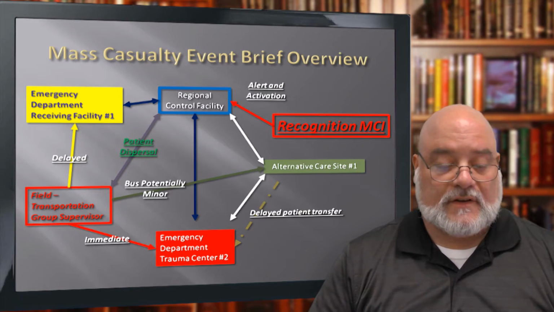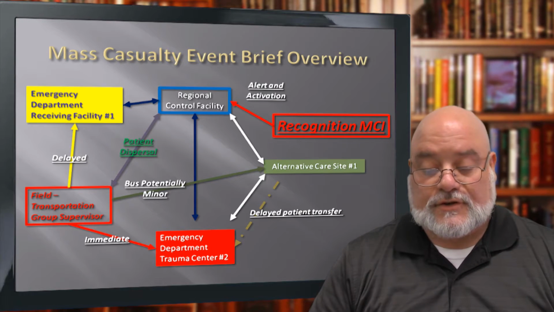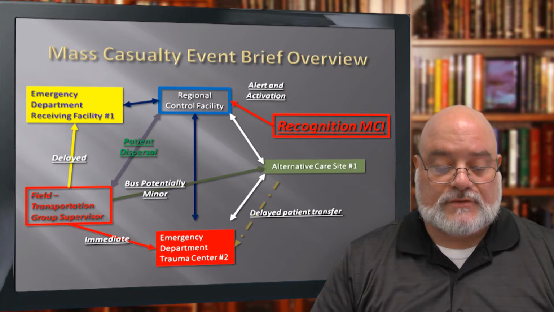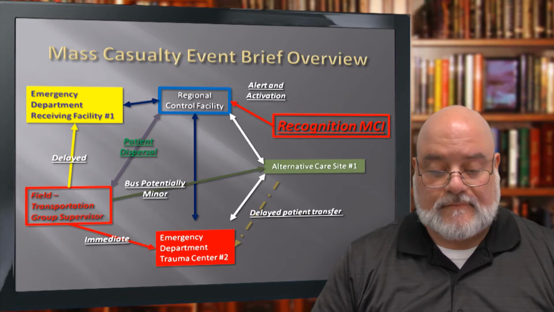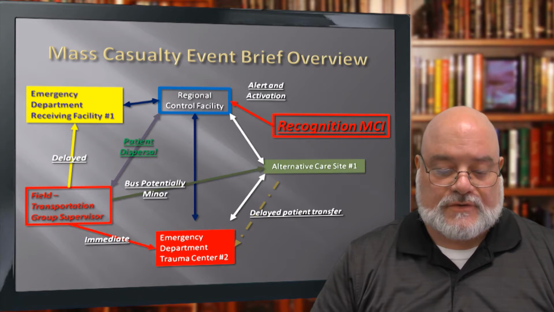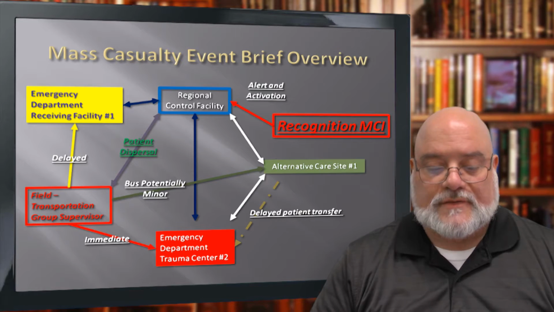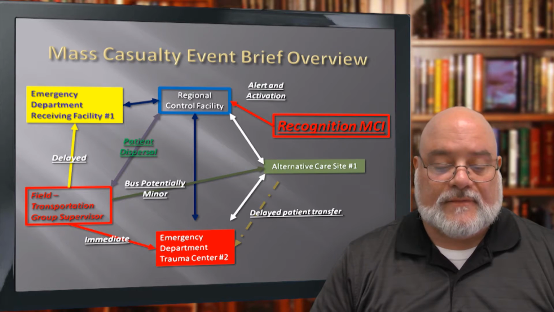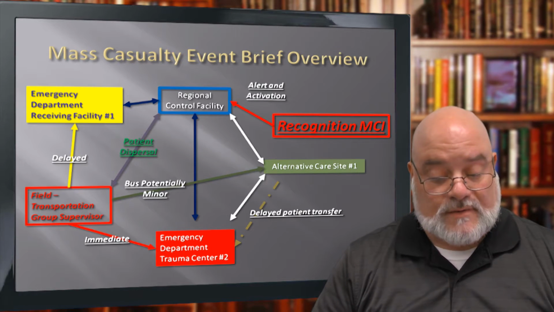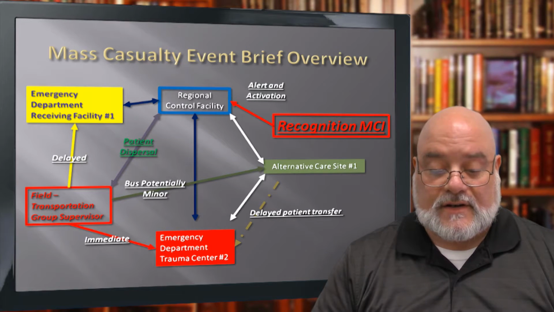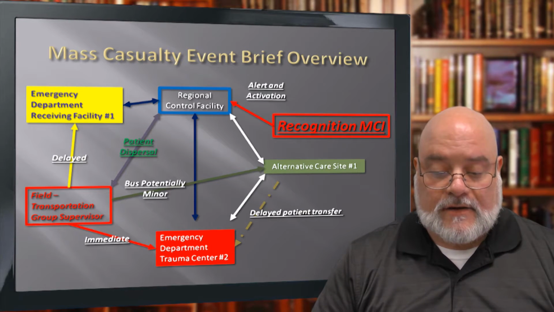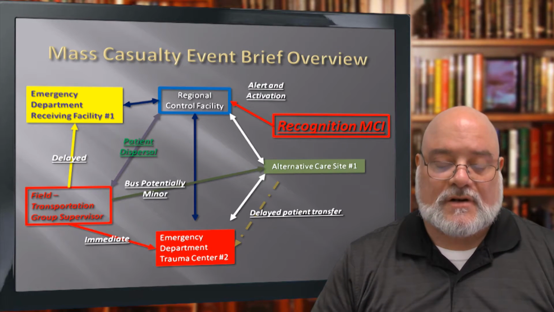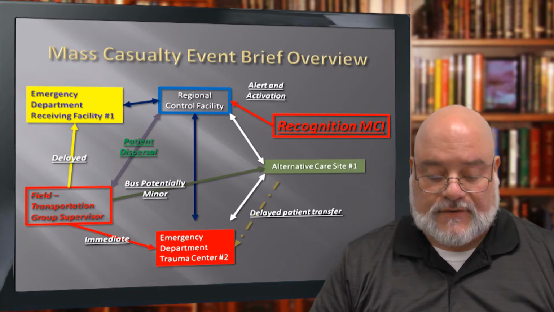Here's another receiving facility. Here's an alternative care site. So there's interaction between the control facility and the field transportation group supervisor. This helps with patient dispersal, because the regional control facility knows what the bed availability is from the other places, such as the first ED, the second ED, which is the trauma center, and the alternative care site. So here you go. You can see how the regional control facility is the central hub in a hub and spoke system.